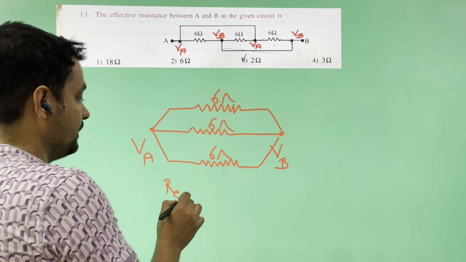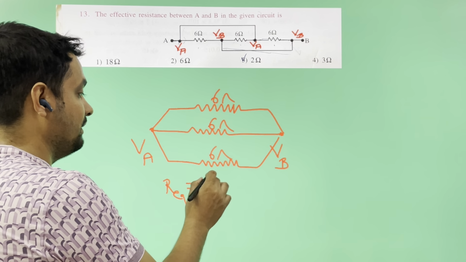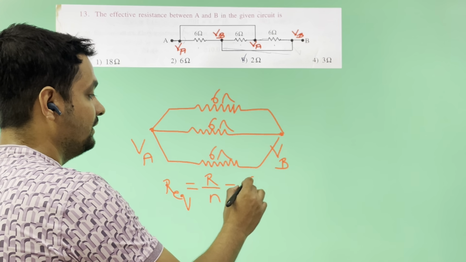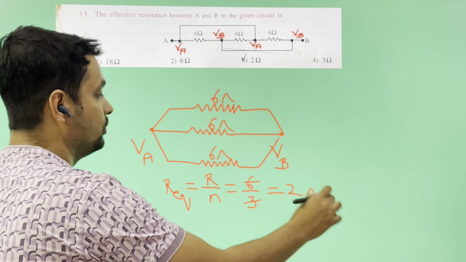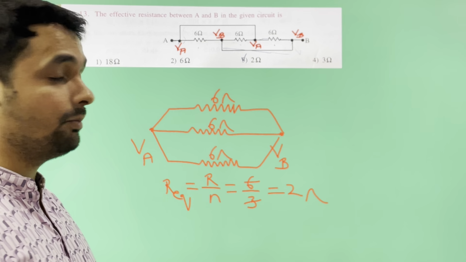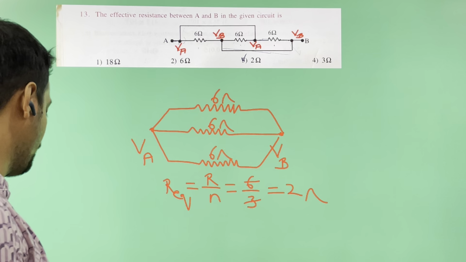Because each resistor has the same resistance, we can simply write R by N. This is 6 by 3, that is 2 ohm. So the answer is 2 ohm. You can also solve by 1 by R equivalent equals 1 by R1 plus 1 by R2 plus 1 by R3, and you will get the same answer. So the answer is 2 ohm. We will go for the next problem.